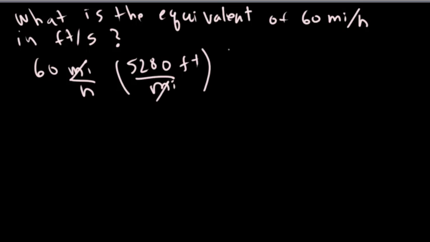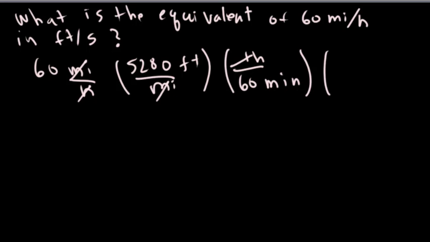Now, we know that 1 hour is going to be equal to 60 minutes. So our hours cancel out here. So now we're in feet per minute, but we want to go feet per second. So we know that in 1 minute we've got 60 seconds. So the minutes cancel out now, and we're just left with seconds on the denominator and feet.